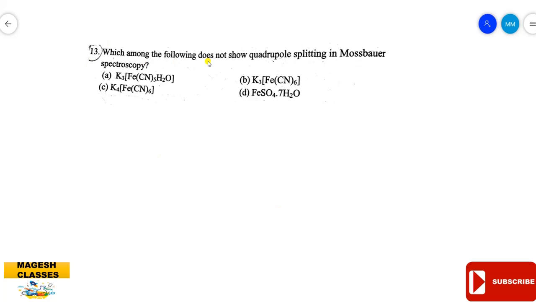Next question, which among the following does not show quadrupole splitting in Mössbauer spectroscopy? In Mössbauer spectroscopy, quadrupole splitting is due to the asymmetric electronic distribution in a compound. Asymmetric electronic distribution is the criterion to show quadrupole splitting.